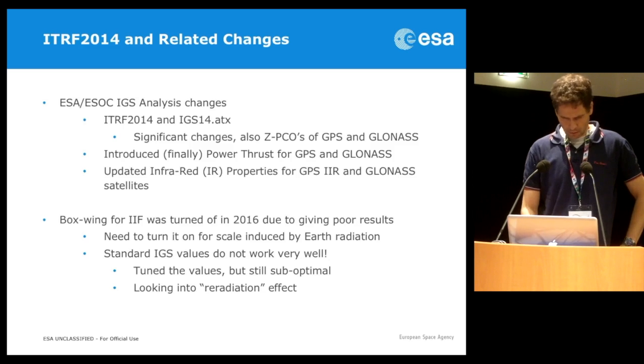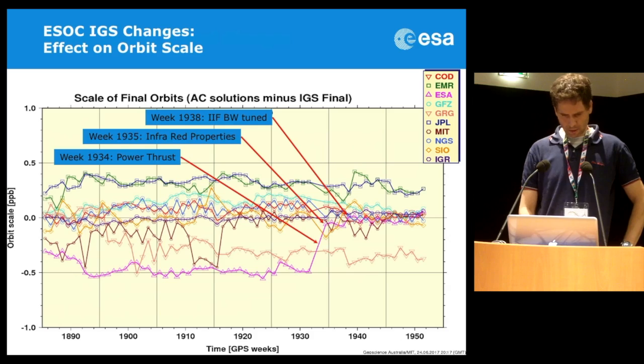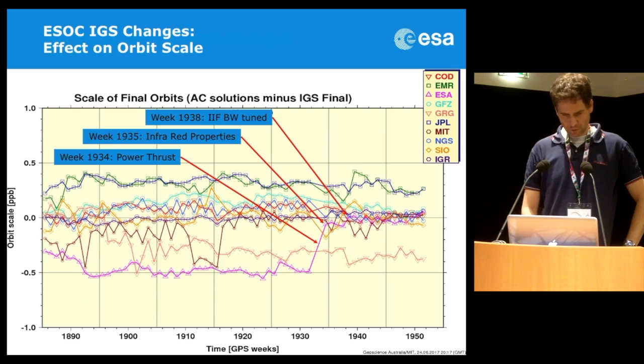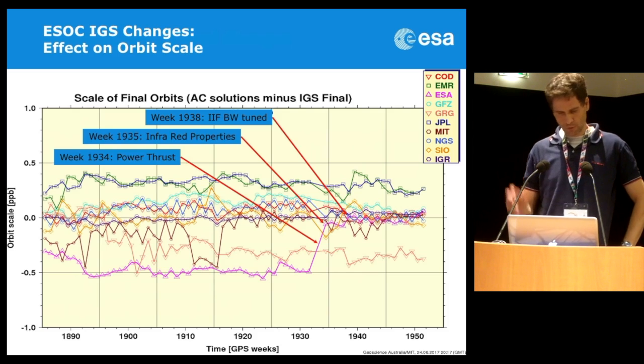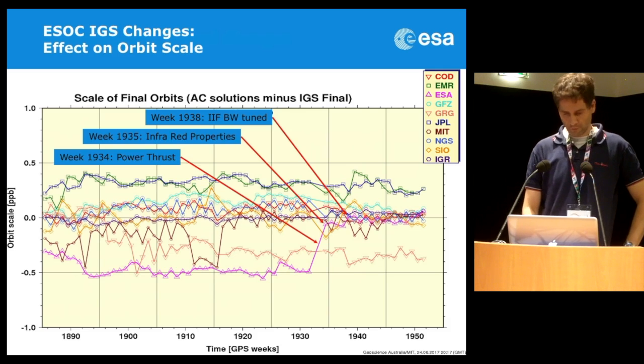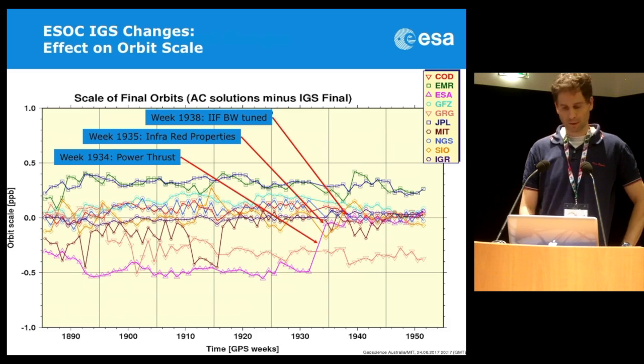So this is the famous plot from the ACC side that shows the scale of the individual analysis center orbits versus the IGS scale. Purple is ESA. And you see here the impact of these three different changes that we've done. First, we turned on the additional thrust, then switched the infrared properties, and then turned on the Block 2F box-wing model with the new values. And now we are more or less in line with what most of the analysis centers do.